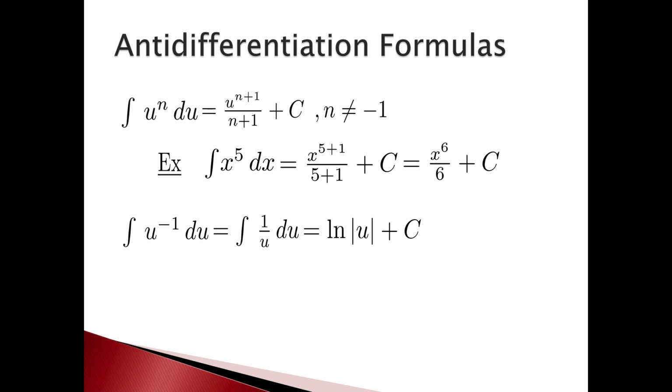Because without the absolute value of u, I'd be trying to take the log of a negative number. And as you remember, we can't take the log of a negative number. But if we put the absolute values in there, then we don't have the log of a negative number because the absolute values will fix the negative before we're done. So the gist of this is always, always, always be careful to put your absolute values in there. Okay, so that was logs.